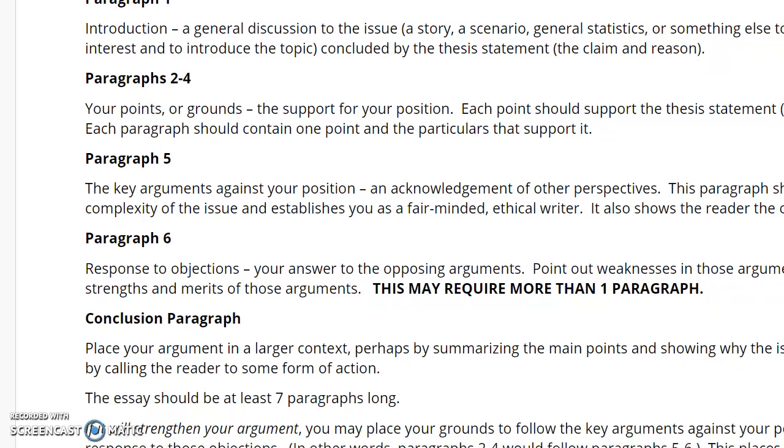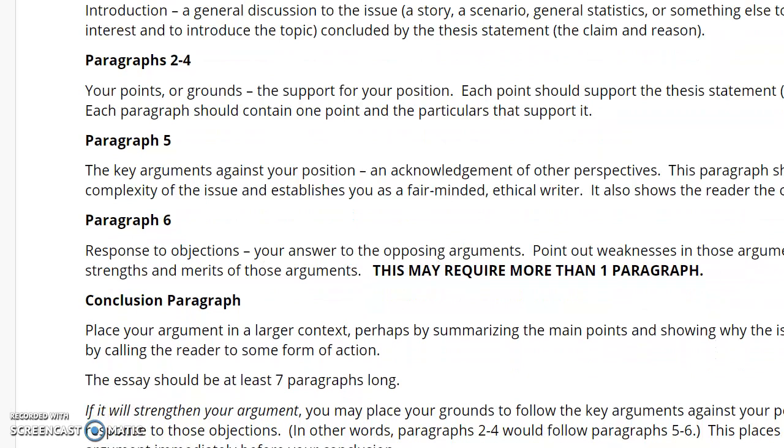Now, in the next several paragraphs, and I suggest that they are 2, 3, and 4, because I ask you to have at least 3 points that you want to make, you give those points. You discuss each of those points. One important element of this issue, one aspect of this issue that's important to remember is such and such. Okay, one important feature of this, one important element, one important fact, something like that, where you discuss those 3 different points that you want to make.